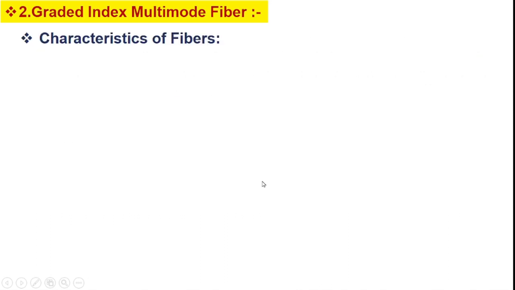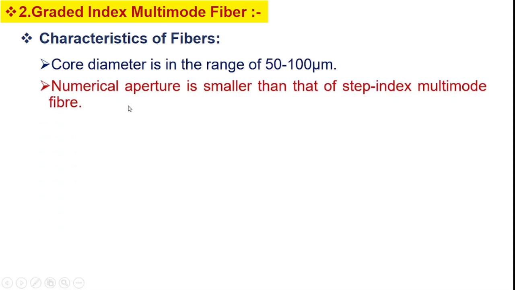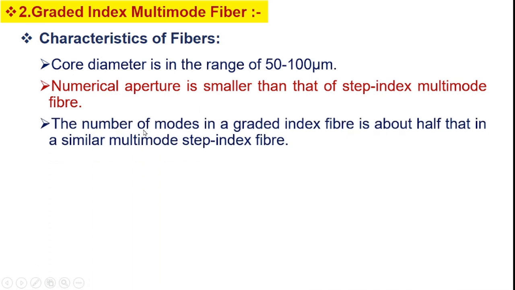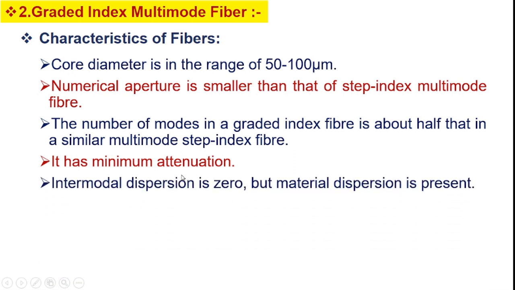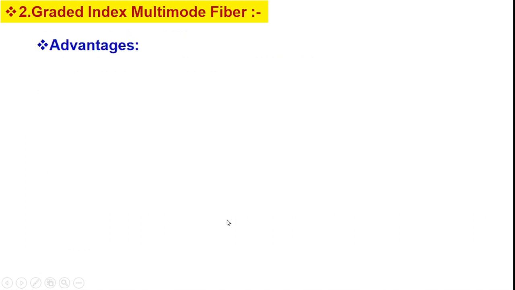Now let us see the characteristics of this type of fibers. Core diameter is in the range of 50 to 100 micrometer and numerical aperture is smaller than that of step index multimode fiber, and the number of modes in graded index fiber is about half that in similar multimode step index fiber. It has minimum attenuation, intermodal dispersion is 0 but material dispersion is present. It has better bandwidth than multimode step index fiber.